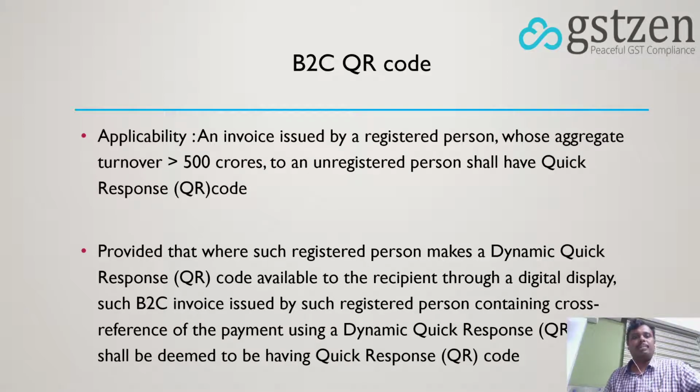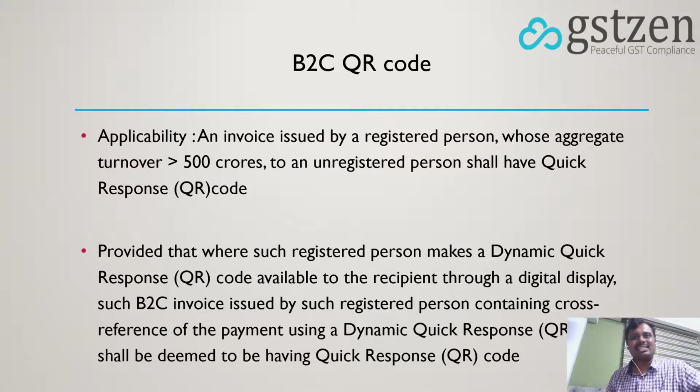Now, the B2C QR code is applicable for all registered persons whose aggregate turnover exceeds 500 crores in any of the preceding financial years from 2017-18. And the requirement is, when they make a supply to an unregistered person, they shall have a QR code on their invoice. Please note, they shall have a QR code.